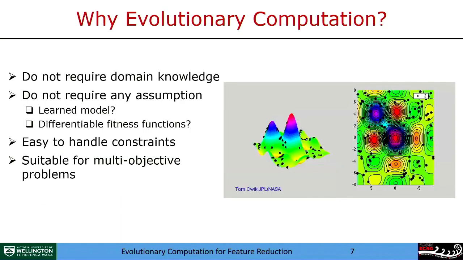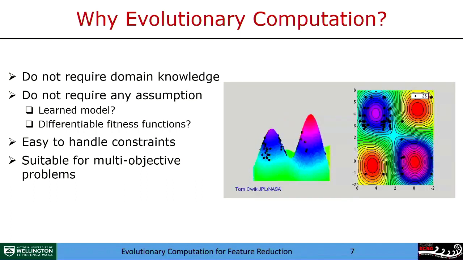For the first component, the search mechanism, we use EC to do the search. The idea of EC is that it has multiple agents that can search the space simultaneously, and they can share their knowledge to improve their quality. And EC is a good choice here because it doesn't require any assumption about the model of the new features. It doesn't require the objective function to be differentiable, and it also can handle multi-objective problems pretty easily.